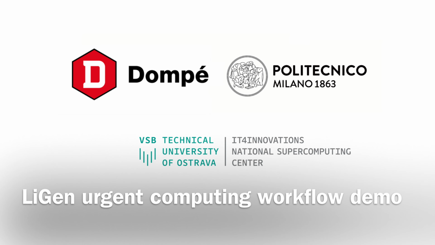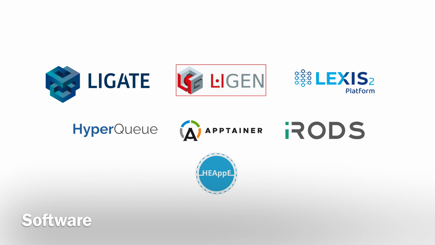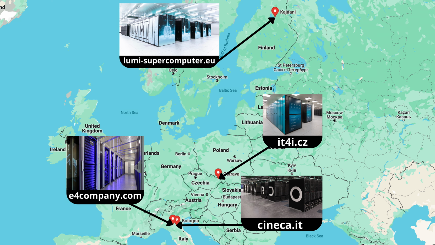Welcome to the LiGen Urgent Computing Workflow demo. The following recording shows a demo workflow that runs LiGen calculations in parallel on these 4 HPC locations: LUMI Supercomputer, Carolina IT4 Innovations Cluster, Leonardo Seneca Cluster, and E4 Cluster.